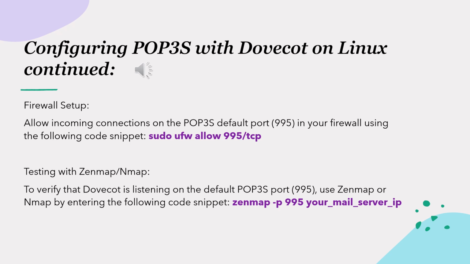Configuring POP3s with Dovecot on Linux continued. Next, firewall setup. Allow incoming connections on the POP3s default port 995 in your firewall using the following code snippet. Then we can move on to testing with Zenmap/Nmap. To verify that Dovecot is listening on the default POP3s port, which is 995, use Zenmap or Nmap by entering the following code snippet.